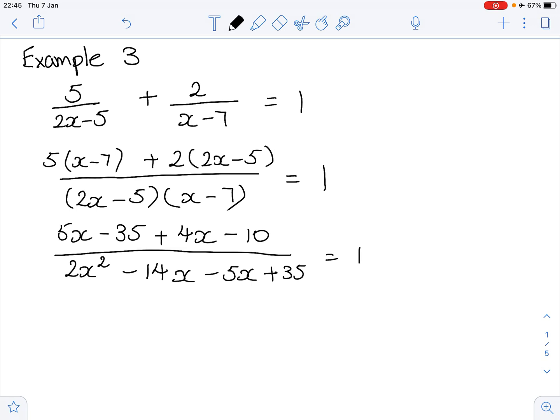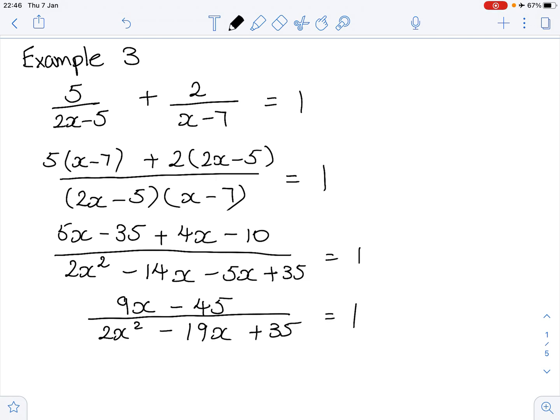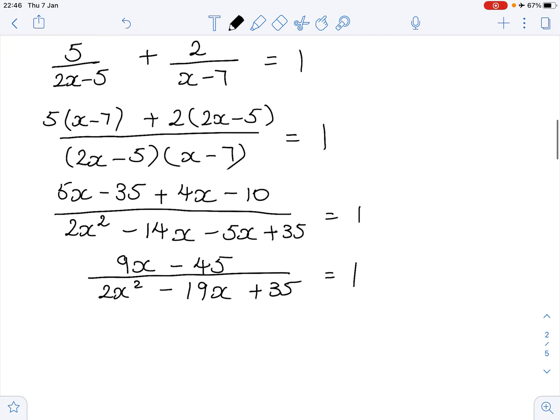So let's simplify our expression. 5x plus 4x is 9x. Minus 35 minus 10 is minus 45. And our denominator, we have 2x squared, minus 14x minus 5x is minus 19x, plus 35, equals 1.